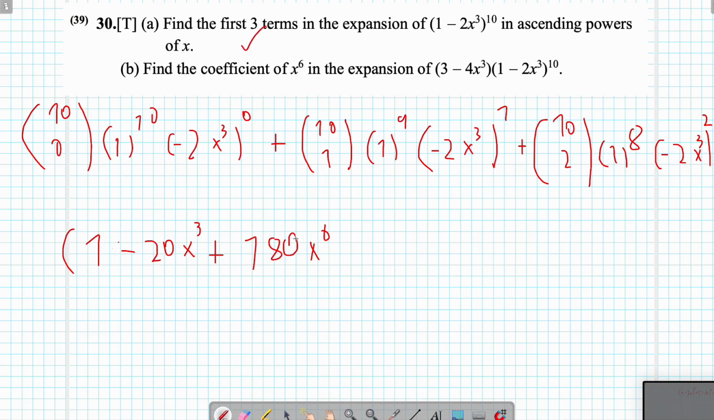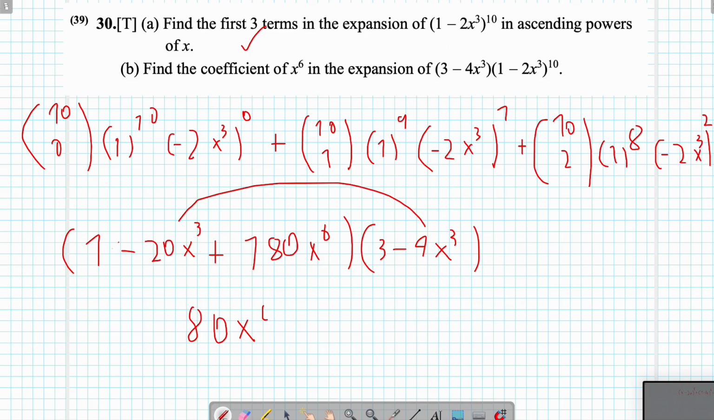Now for part B. Find the coefficient of x to the 6 in the expansion of (3 - 4x cubed) times what we got in part A. Again we distribute, so -4x cubed times -20x cubed is equal to 80x to the 6, plus 3 times 180x to the 6, which is 540x to the 6, which is equal to 620x to the 6, which is the answer.